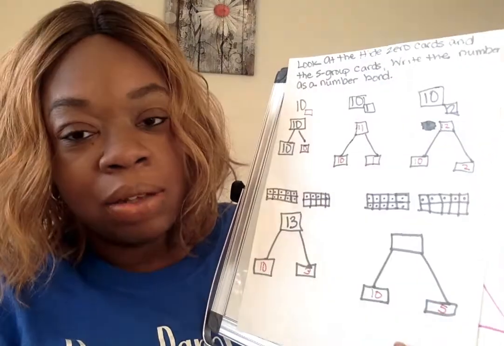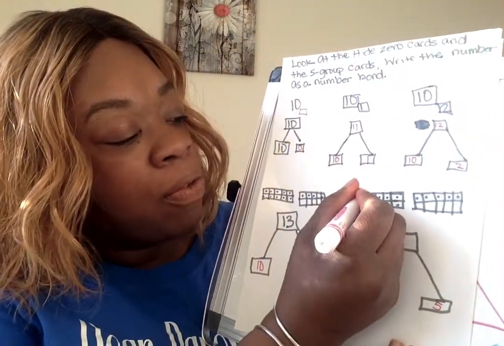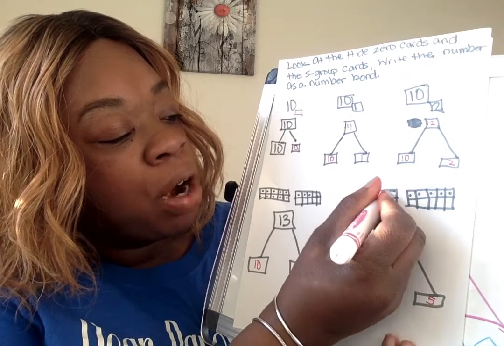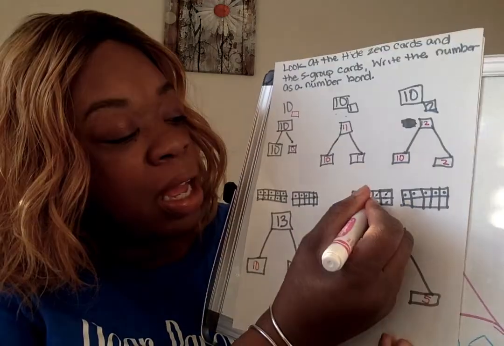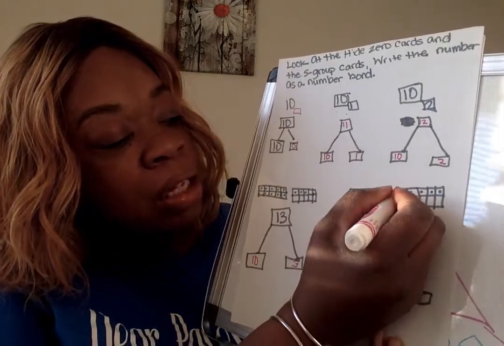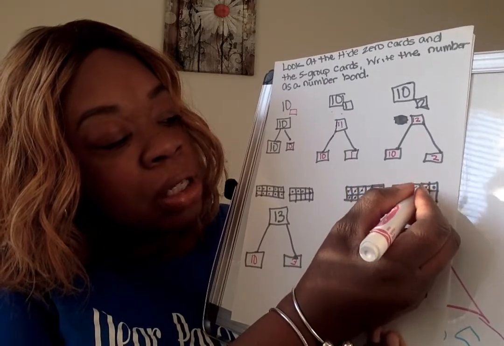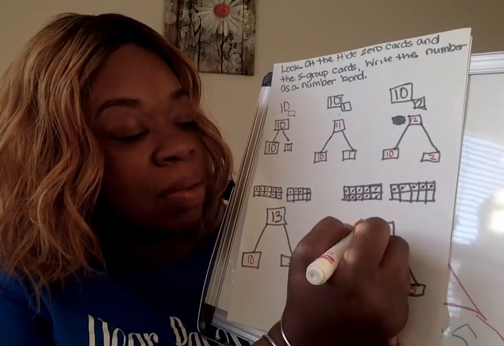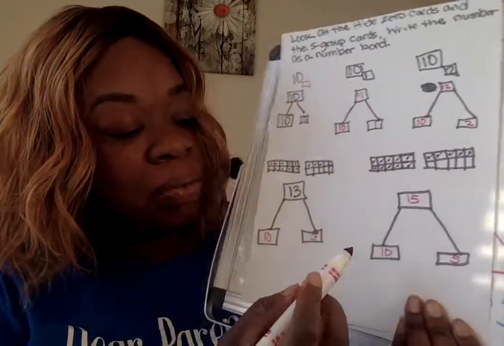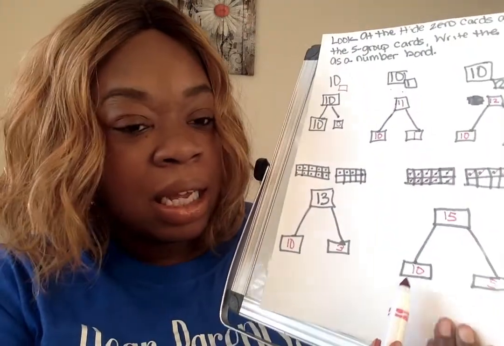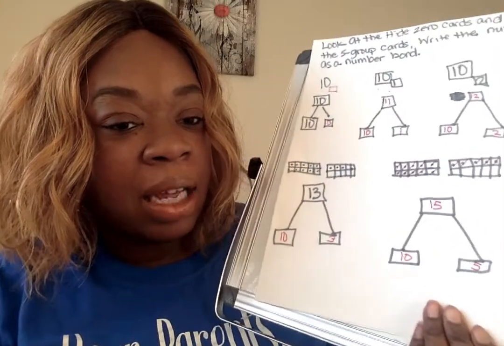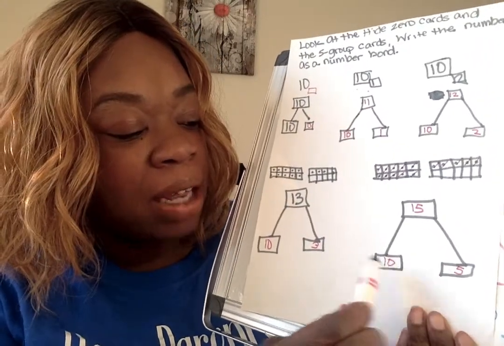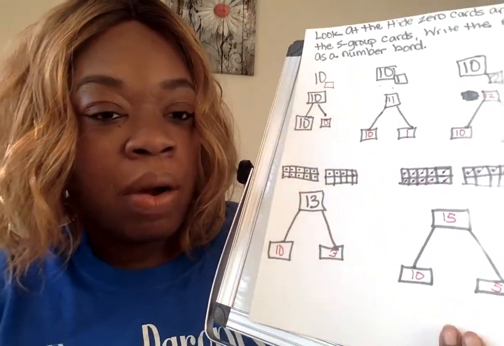Let's go back and count to double check our work. We have 1, 2, 3, 4, 5, 6, 7, 8, 9, 10. 10, 1; 10, 2; 10, 3; 10, 4; 10, 5. So we know that we are correct. 10, 5 is the same thing as 15. Okay, we have that 10 and we have that 5 hiding the number 0.